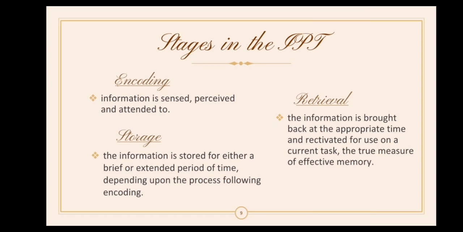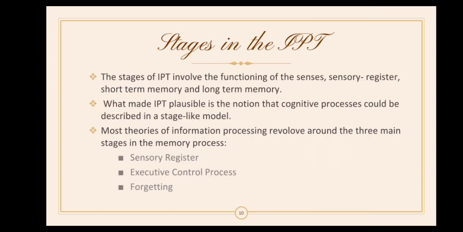So if we can't remember something, it may be because we are unable to retrieve it. When we are asked to retrieve something from memory, the differences between short-term memory and long-term memory become very clear. So the stages in the IPT: most theories of information processing revolve around the three main stages in the memory process.